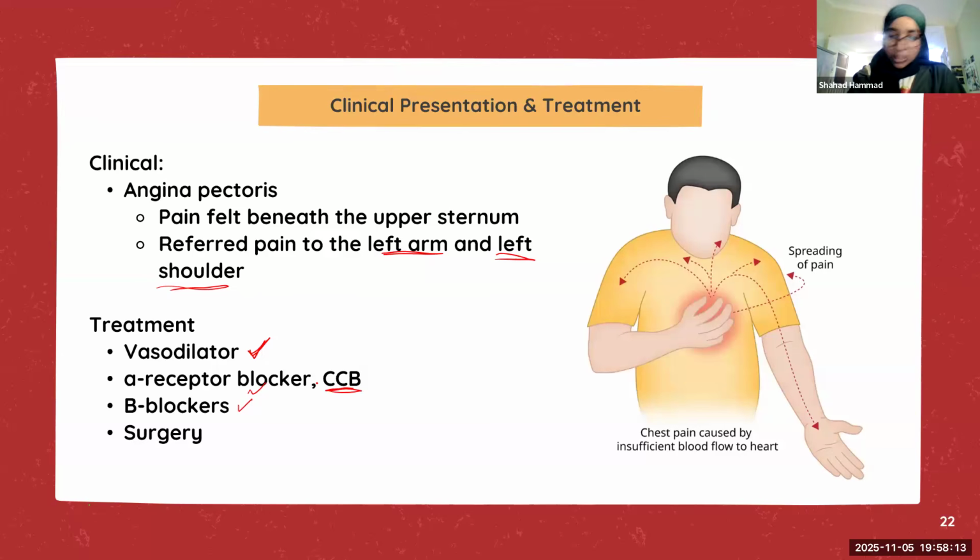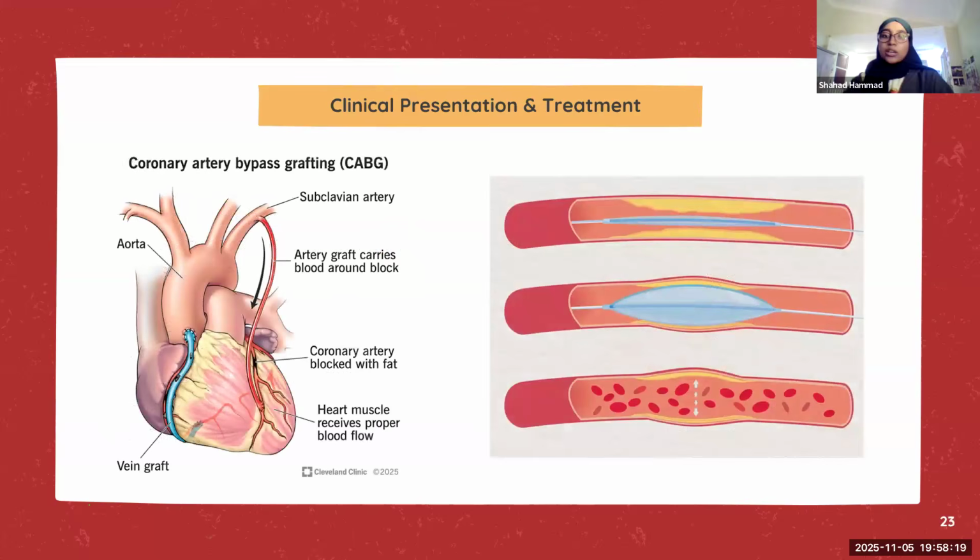And we have different types of surgeries. The surgeries are kind of more important to know than the drugs themselves. So over here we have CABG and we have angioplasty. For the CABG, or the coronary artery bypass grafting, we basically connect a tube from the subclavian artery down to the muscles of the heart. And this will increase blood flow to these areas which were previously blocked. So we're kind of creating an artificial coronary artery.